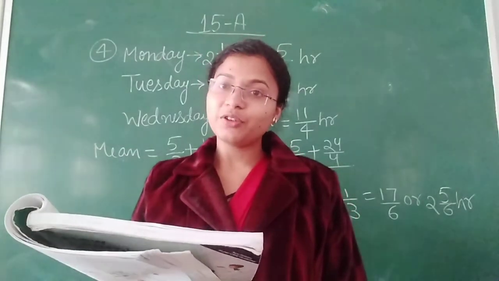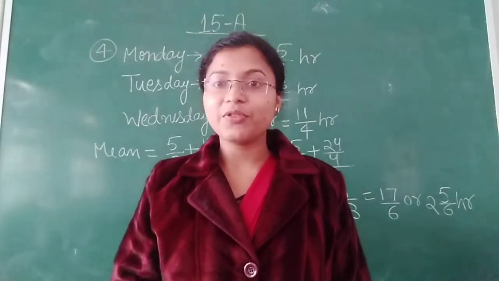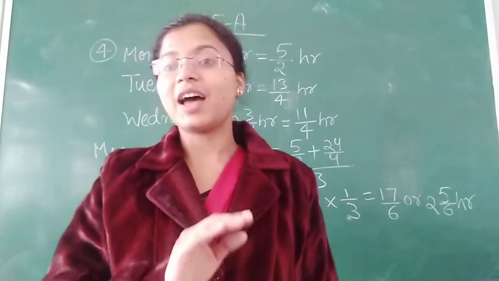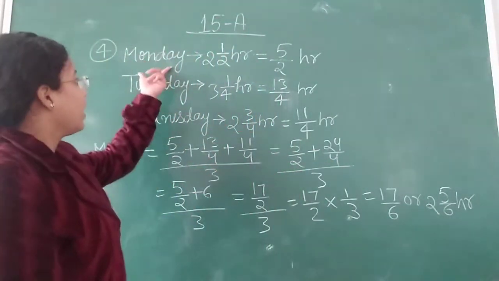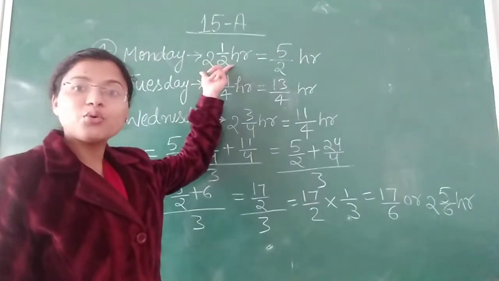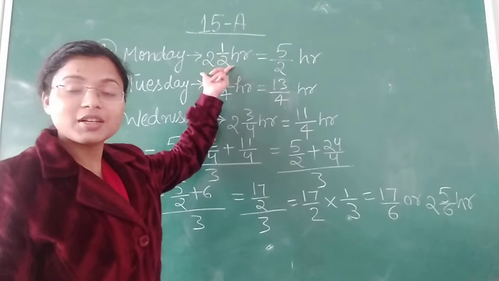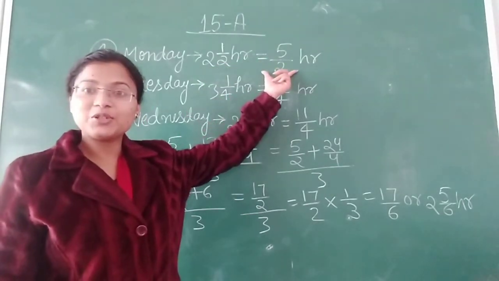Your procedure will be the same, but here your question is given in mixed fractions. So first you have to convert them into simple fractions, that's it. The procedure will be the same. On Monday, she works for 2 whole 1 by 2 hours. It is in the mixed fraction. So first convert it into the simple fraction, which will give you 5 by 2 hours.